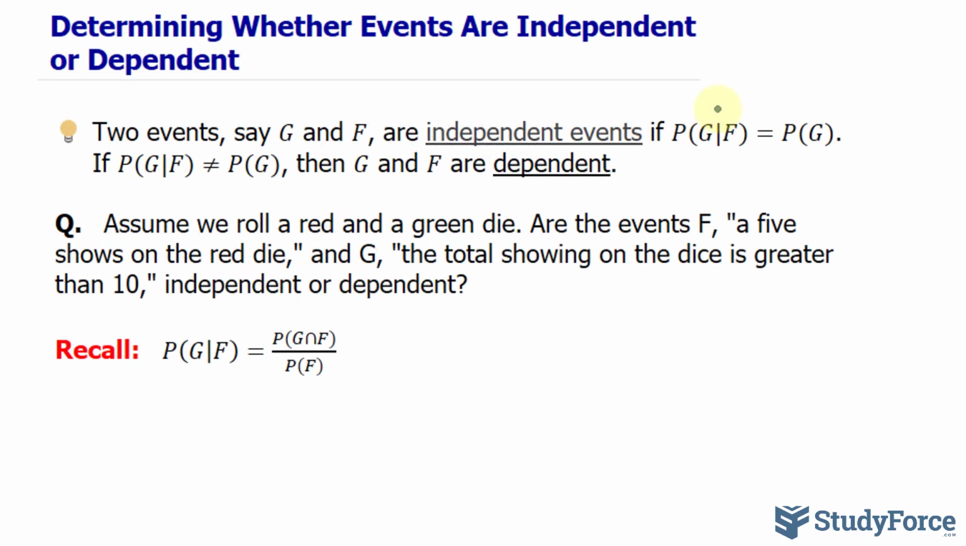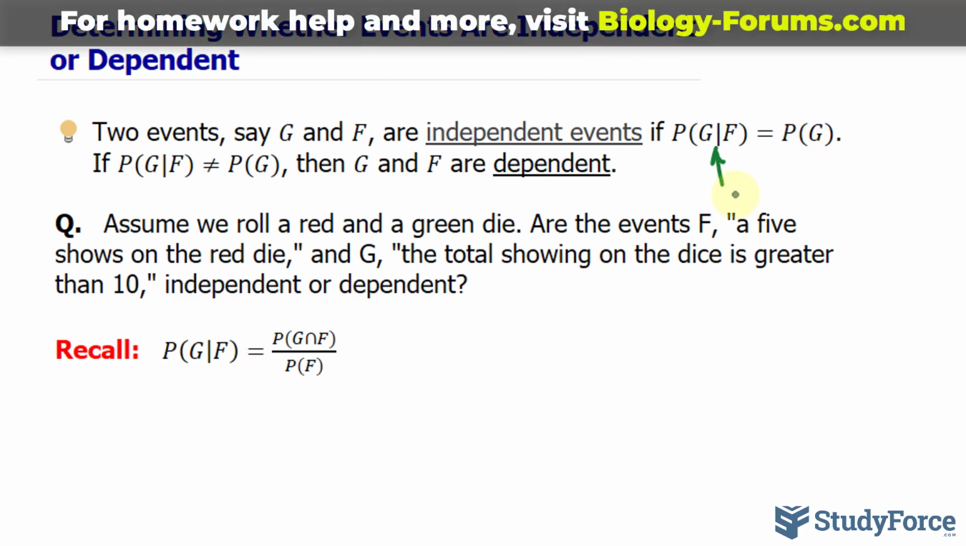Now, 2 events, let's call them G and F so that it's consistent with the question, are independent events if the probability of G, given that F has occurred, equals the probability of G. If the probability of G given F does not equal the probability of G, then G and F are dependent. So what we will do in this question is find the probability of G and compare it to the conditional probability of G given F, and that can be found using the formula shown underneath. So let's begin by finding the probability of G.